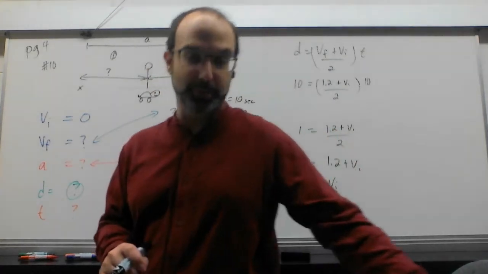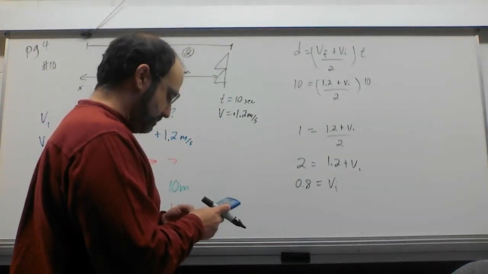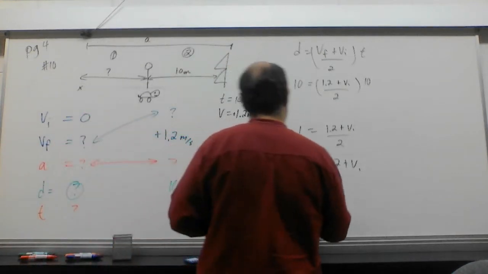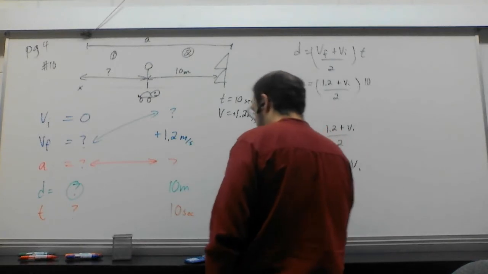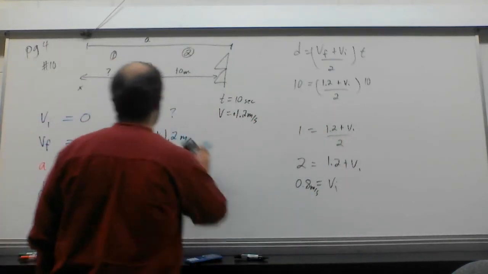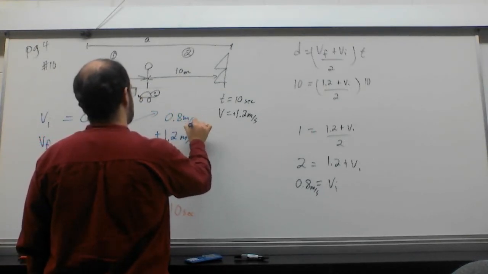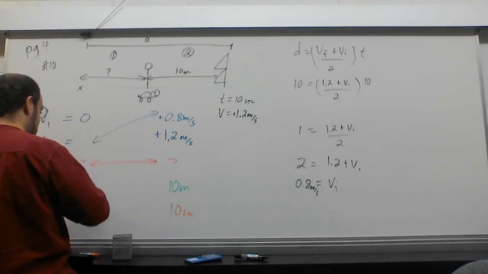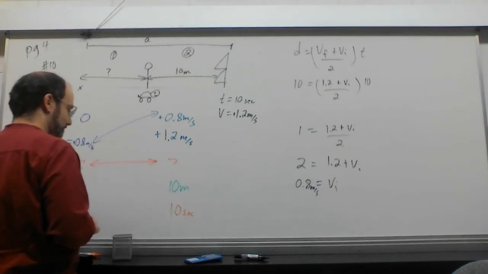I'm pretty sure I did it right, but I want to make sure. 2 minus 1.2, 0.8. Yes, good. I thought so, but it's been a long day, so I wanted to check. So now we know the initial velocity. So over here, I can erase my old number, the question mark, and put in 0.8 meters per second positive, which means over here, I get to replace this question mark with 0.8 meters per second positive.